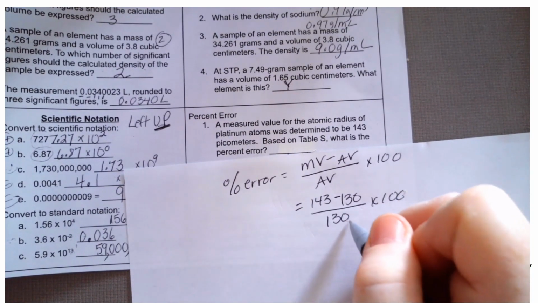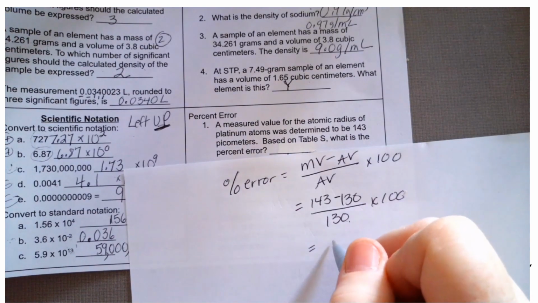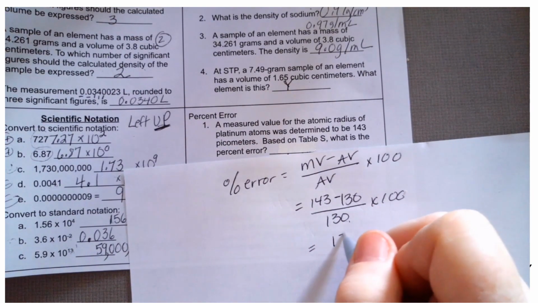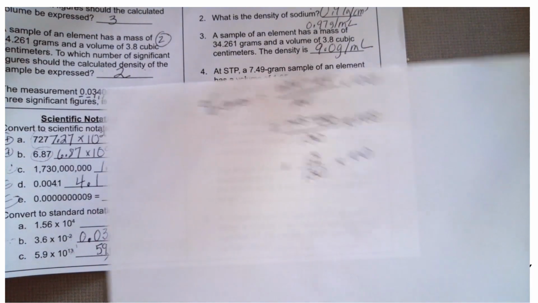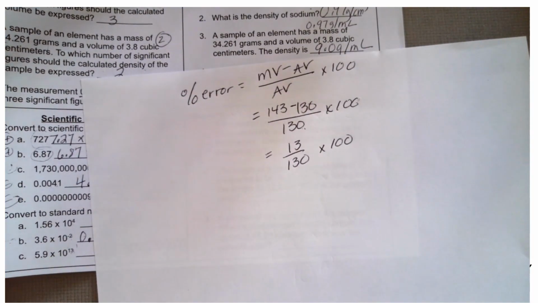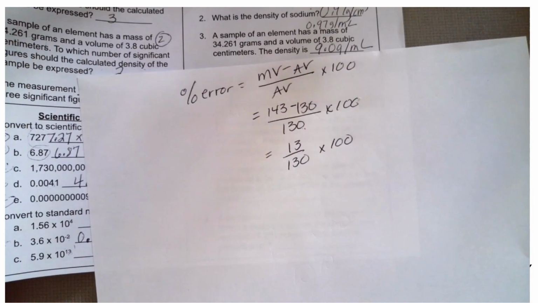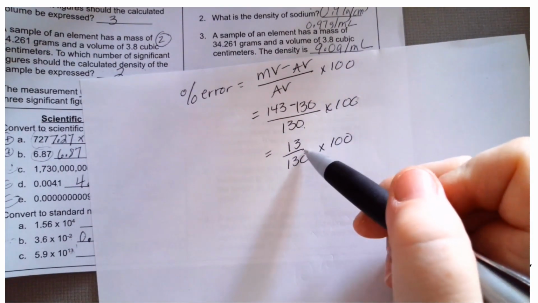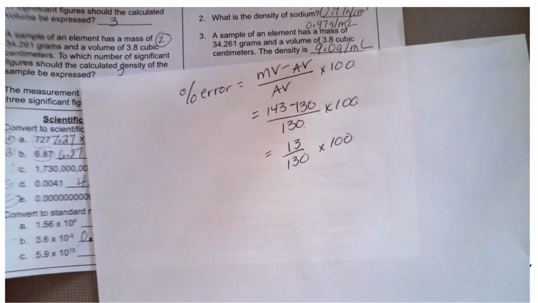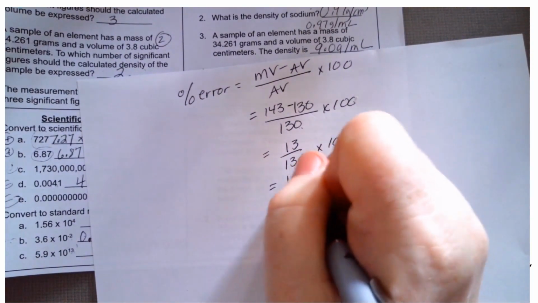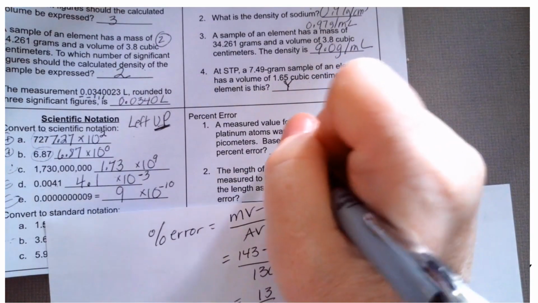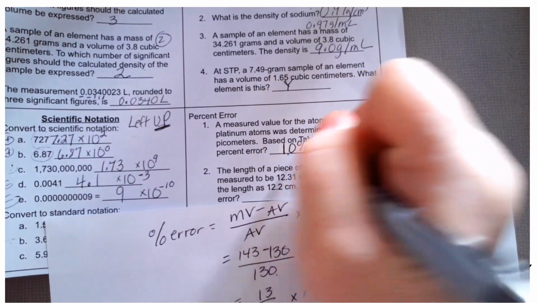Okay, and then it goes accepted value at the bottom as well. So 143 minus 130 is 13, divided by 130, times 100. Okay, and you can plug that into a calculator. I can do this quick math in my head though, but I'm going to plug in 13 divided by 130, and then times 100, and I'm going to get 10%. So this one is 10% error.